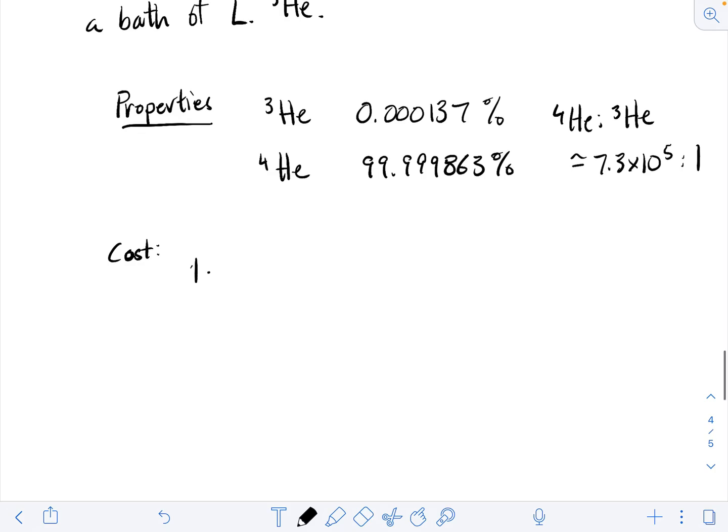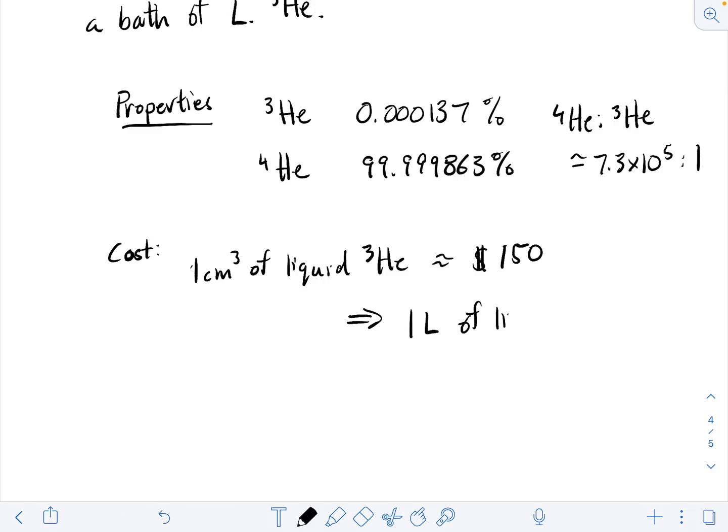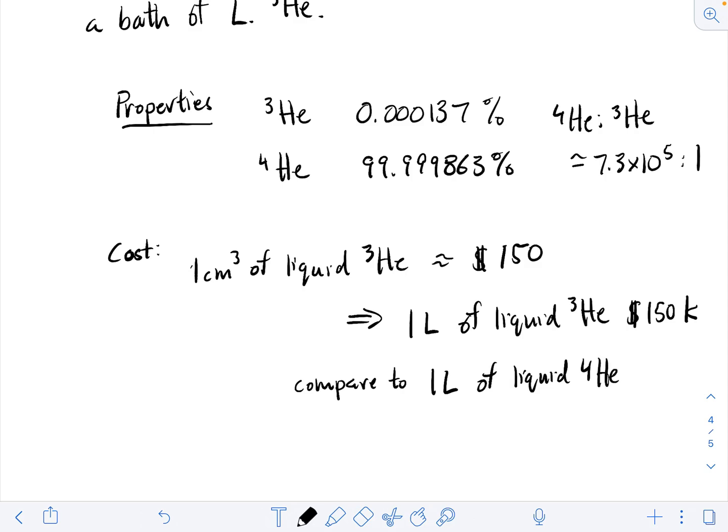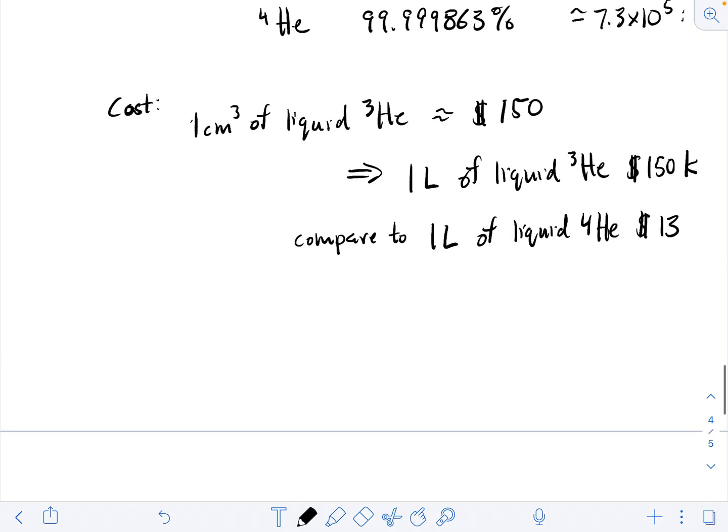the cost is, 1 cubic centimeter of liquid helium-3 is about $150. It might be a little bit more than that now. So that means if you wanted a liter of liquid helium-3, 1 liter is 1,000 cubic centimeters, and so that's going to cost you $150,000 compared to 1 liter of liquid helium-4, and that costs maybe around $13 these days.